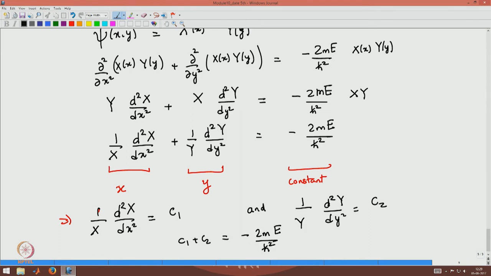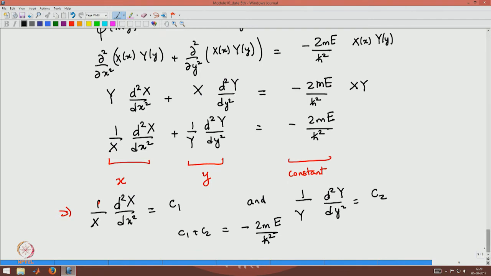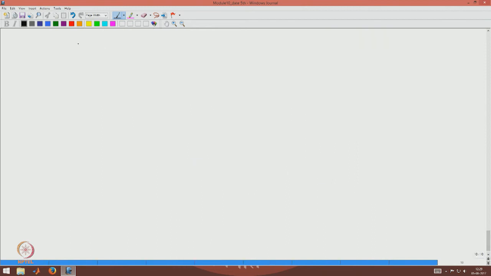And what is done typically at this point is that you use a notation, choose C1 is equal to minus 2 m E x divided by h cross square, okay, so this is defined E x. C2 is equal to minus 2 m E y by h cross square. So you write it with a minus sign, and the reason for doing this is that you will get two equations.